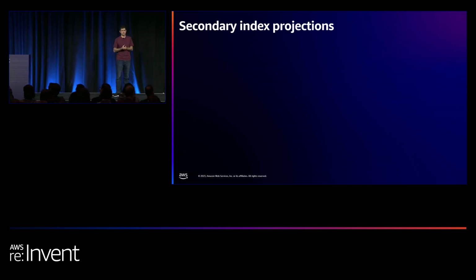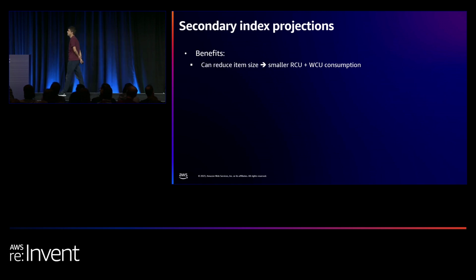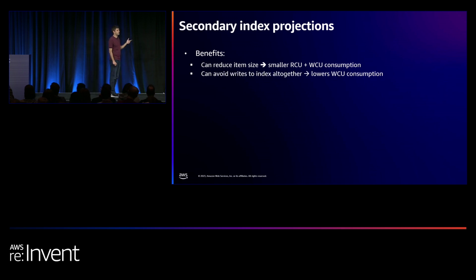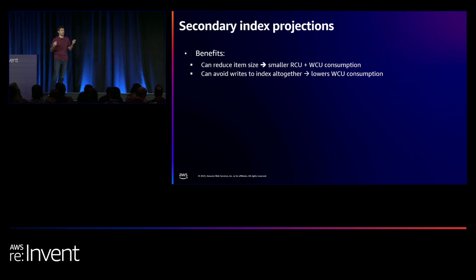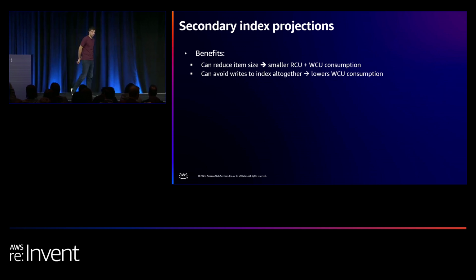Just thinking about projections generally, what are the benefits here? Big ones are that it can reduce your item size, so you just have smaller RCU and WCU consumption on that secondary index. It can also reduce your WCUs by avoiding writes to the index altogether. So if you have some item that you update, but you don't project those updated values into your secondary index, it's not going to touch your secondary index. It'll just skip that write altogether.